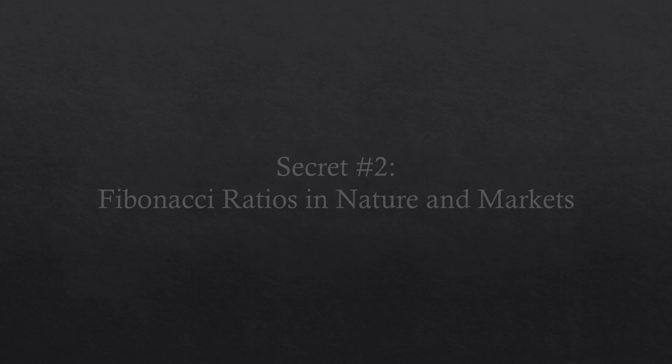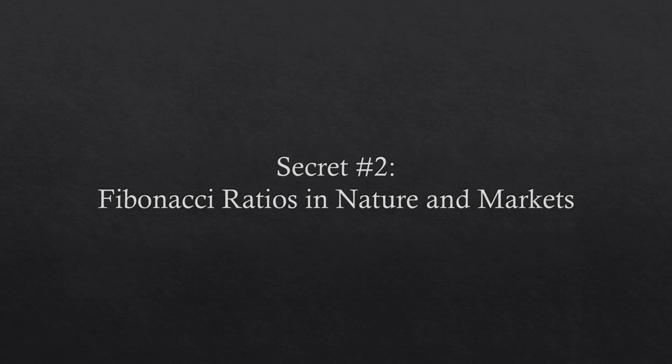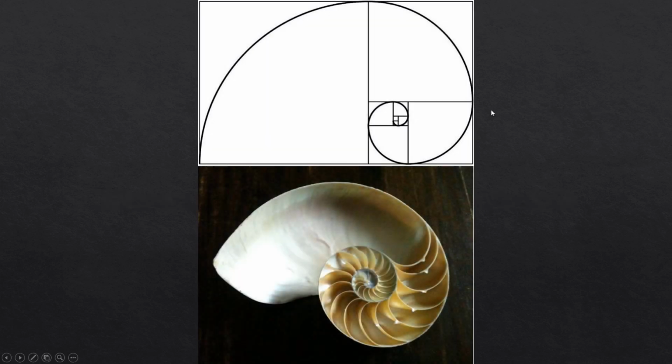Secret number 2. Fibonacci in nature and the markets. The Fibonacci sequence, the golden ratio, and the other Fibonacci ratios became famous because they can be observed in a number of different places in nature. Perhaps the most iconic of these places is the Nautilus shell, which follows precisely the shape of a Fibonacci spiral. Fibonacci ratios are believed to represent some sort of fundamental reality of nature, meaning that there is something about the mathematical structure of reality that can be understood through the Fibonacci ratios and numbers.